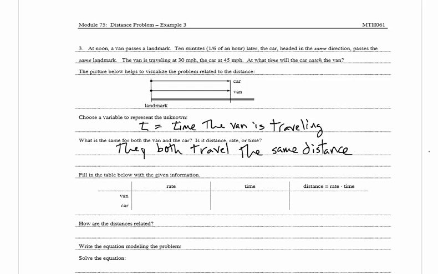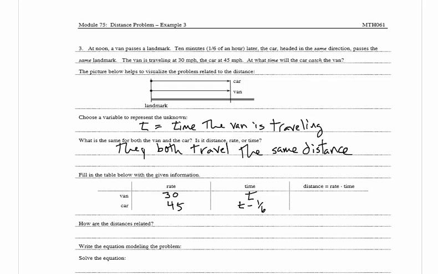And now we want to fill in our chart with the information. So the rate of the van, they told us, was 30 miles per hour. And the rate of the car is 45 miles per hour. And we said that the van travels time t, and the car left 10 minutes or 1/6 of an hour later. So the car's time is t minus 1/6 because our formulas are in hours.